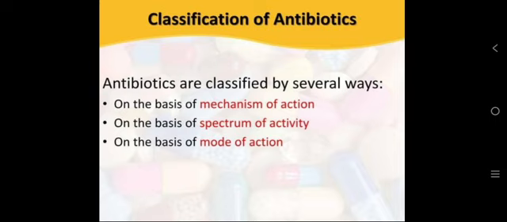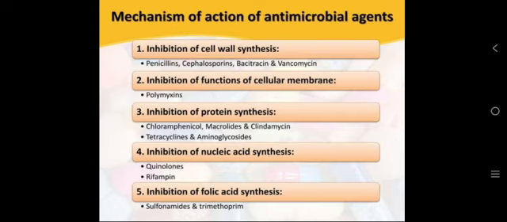Classification of antibiotics. The antibiotics are classified into three main classes. They are on the basis of mechanism of action, on the basis of spectrum of activity, and on the basis of mode of action. First, we see about mechanism of action. Mechanism of action of antimicrobials. First mechanism of action is inhibition of cell wall synthesis. Examples for this classification are penicillin, cephalosporin, vancomycin, etc.